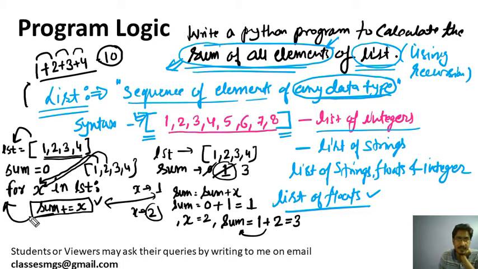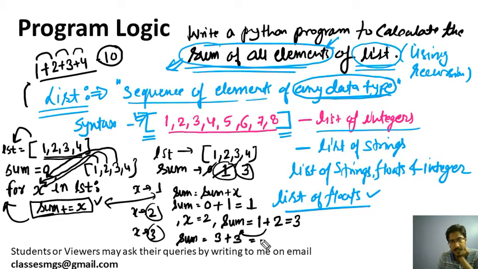Now in the next iteration of the for loop, 3 will become the new value of x. So now x will become 3, and again this line will be executed. Sum equals, sum's existing value is 3, 3 plus x's value is 3. So 3 plus 3 is 6. So sum's new value will become 6.